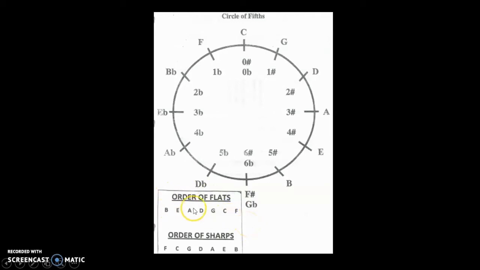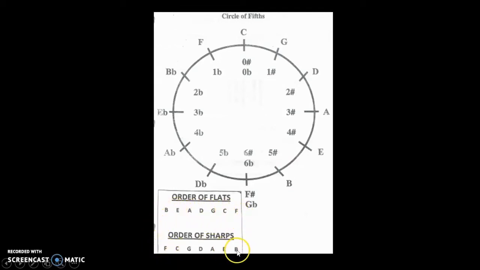Well, that's why we need to know the order of flats. When there's only one flat, then we start with the beginning of the order, and that would be B flat. If there's two flats, like in concert B flat major, we have to start with the order again, one, two. So now we know that it's B flat and E flat. Now we can do this with sharp keys, but we have to know the order of sharps, which is the exact opposite or backwards order.